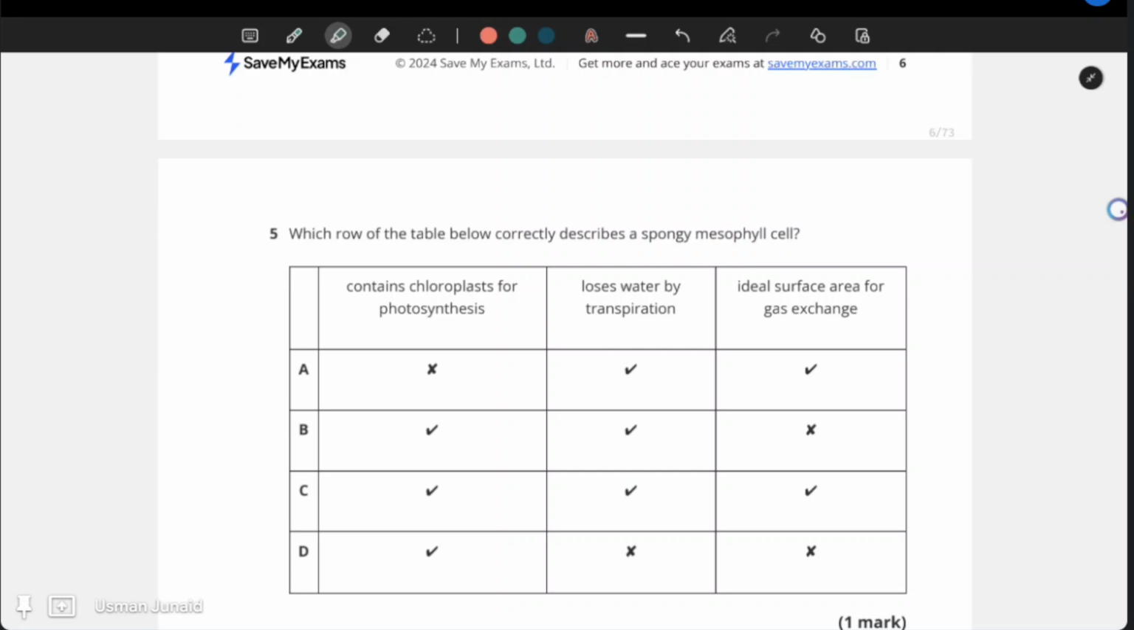Will it have chloroplasts? Yes. So option B, C, D. Will it lose water by transpiration? Okay. So no. Yes, this is yes.